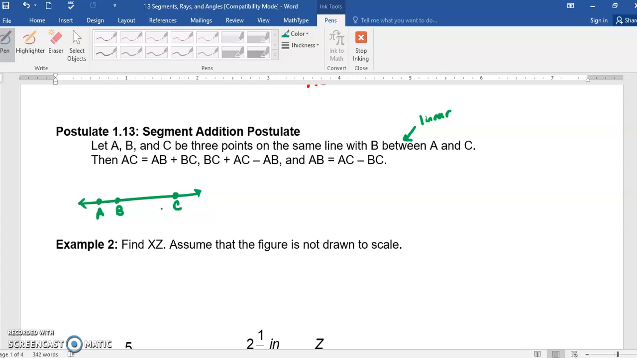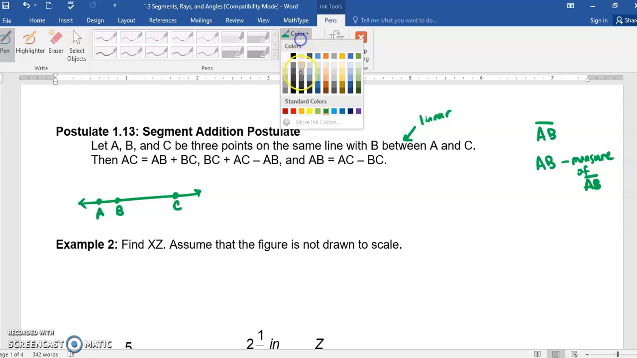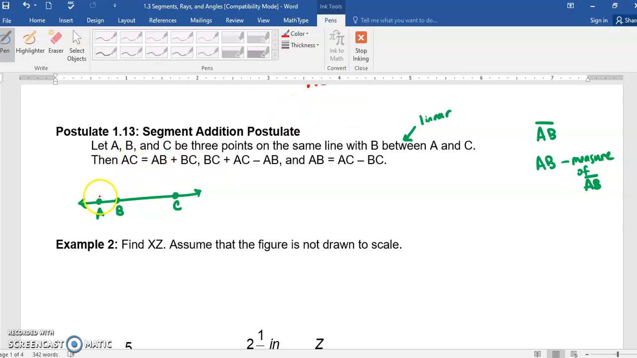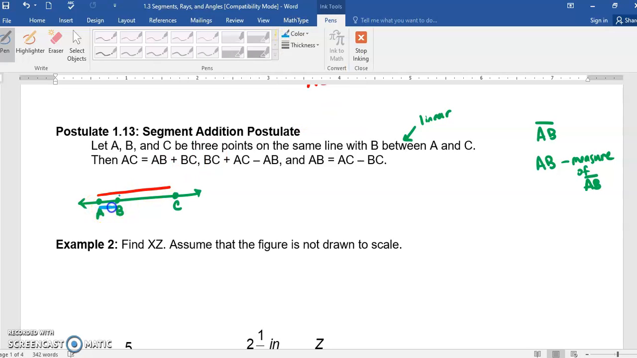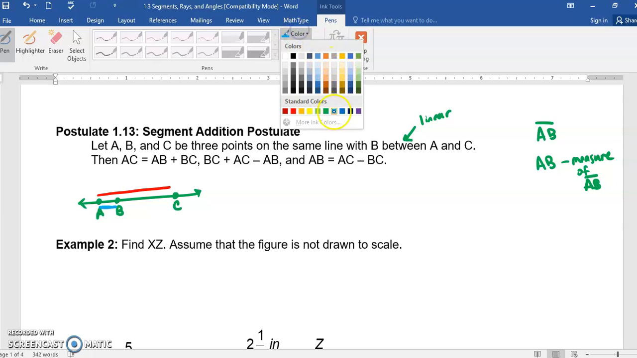So then the length. Notice none of these have lines over the top. It's just AC, AB. If you have line segment AB, that's the thing. Without the line over the top, that's the measure of line segment AB. So that's really a number. What they're saying here is that for this whole thing, that length is going to equal this length AB plus BC.